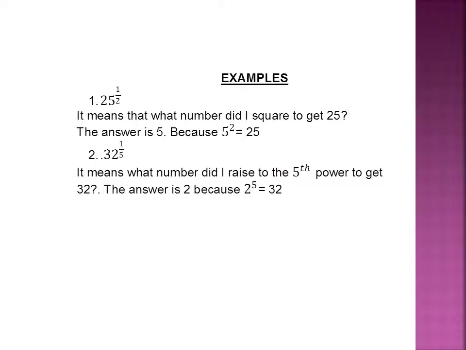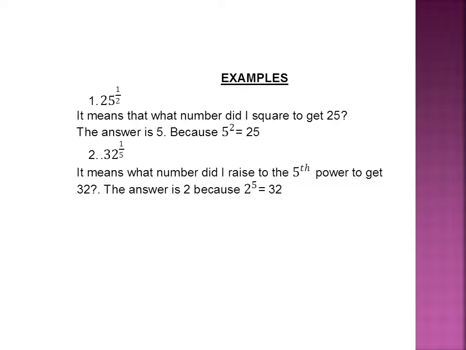Now we are talking about the fifth root or the fifth power, isn't it? So it means, what number did I raise to the fifth power to get 32? So you can take your calculator. We start from 2. 2 times 2 times 2 times 2 times 2 will give us what? 32. So now the answer is 2.